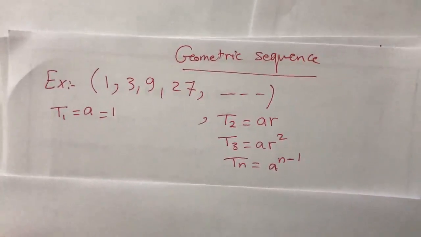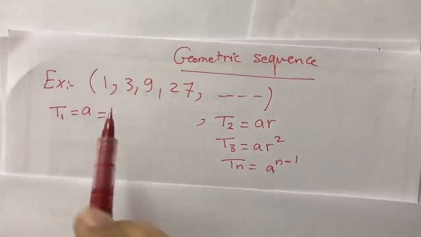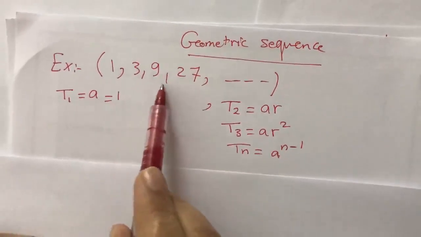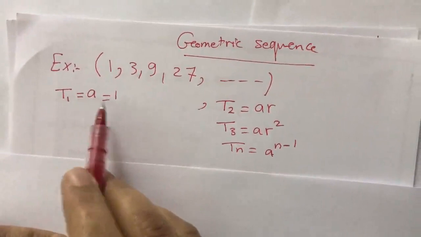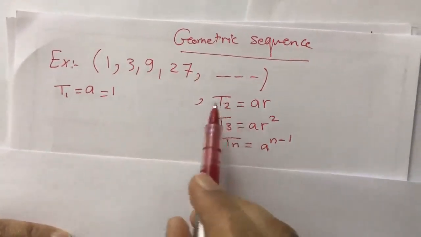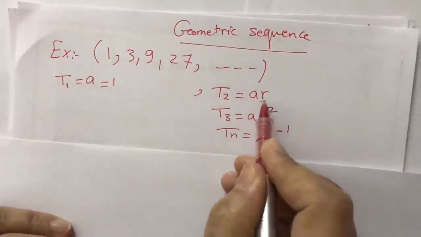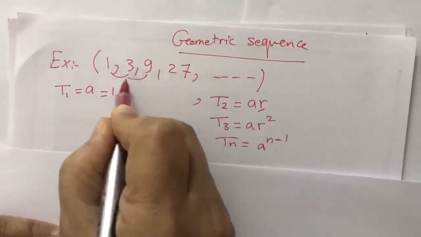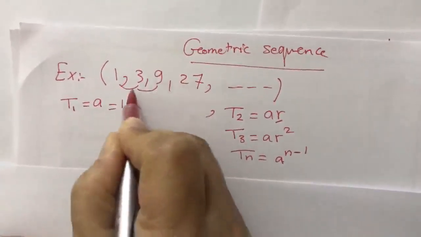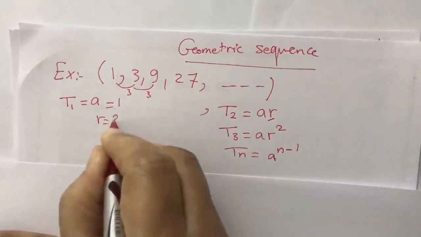Today we're going to complete our lesson about geometric sequences. If I have a sequence like 1, 3, 9, 27, if you remember, we said that the first term we call A, and it equals 1, and the second term is AR. What about R? R is the ratio between any two terms. If you divide 3 by 1, it will be 3. 9 divided by 3 is 3. So the ratio here equals 3.